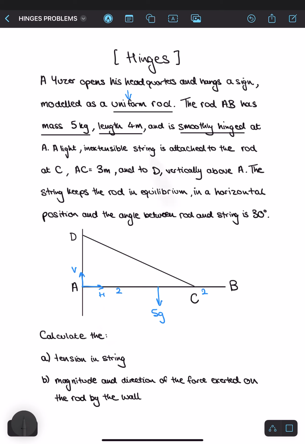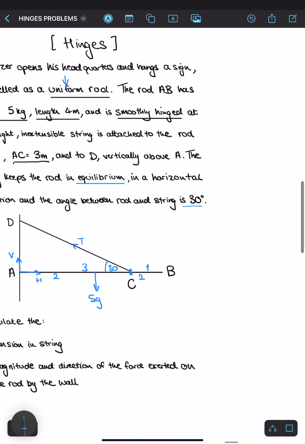A light inextensible string is attached to the rod at C, where AC is 3 meters, and to D, which is vertically above A. So I'm going to label the length AC on my diagram as 3 meters across here, which means that this is 1 meter. The string keeps the rod in equilibrium in a horizontal position, and the angle between the rod and the string is 30 degrees. This means that the tension in the string is going towards the wall to hold it up, and I can label this angle here as 30.